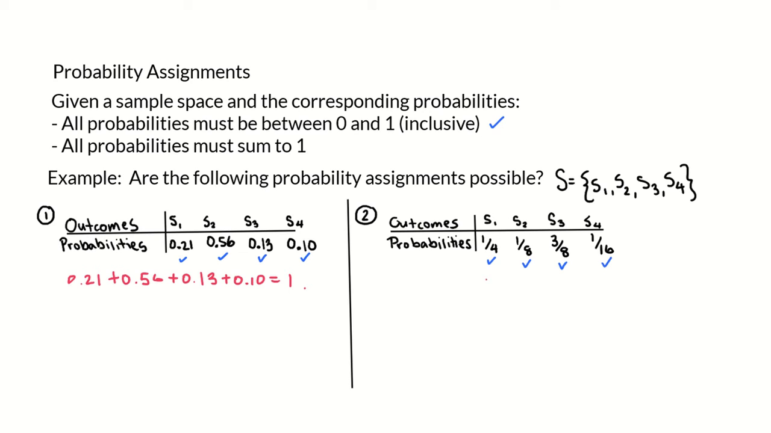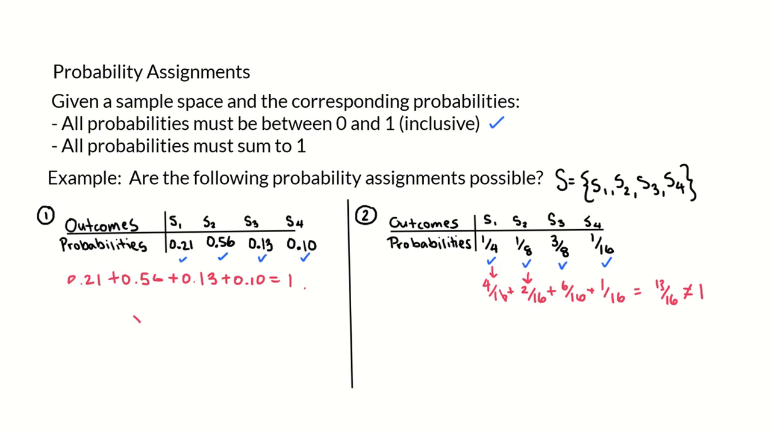So this first fraction is 4 over 16. 1/8 is 2 over 16. 3/8 is 6 over 16. And then 1 over 16. So adding those all together, we get 4 plus 2 is 6, plus 6 is 12, plus 1 is 13 over 16. This is not equal to 1, so that means that this situation is not valid.